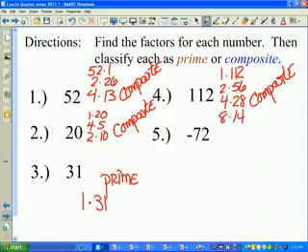And lastly, number negative 72. Right away, you're going to be like, oh no, it can't be prime, it can't be composite, so it's nothing. But careful, we still can make factors of negative 72. So what would be some factors? I can say negative 1 times 72, or vice versa. I could say 1 times a negative 72. I can say negative 8 times 9, or negative 9 times a positive 8.